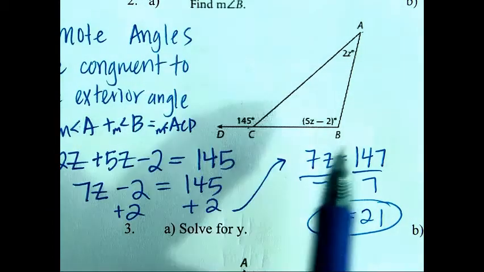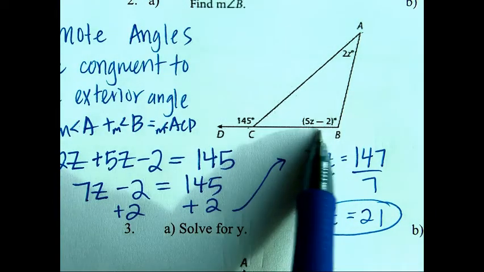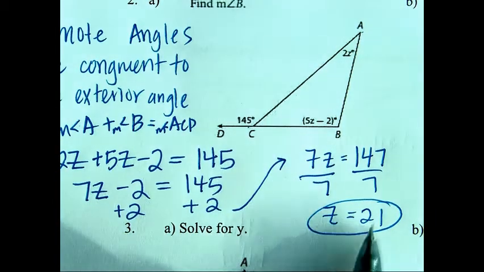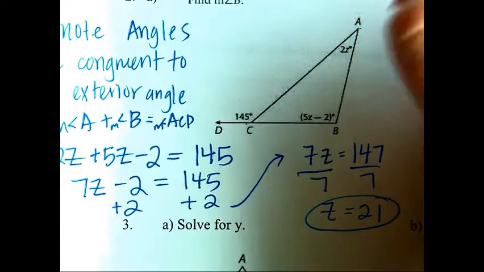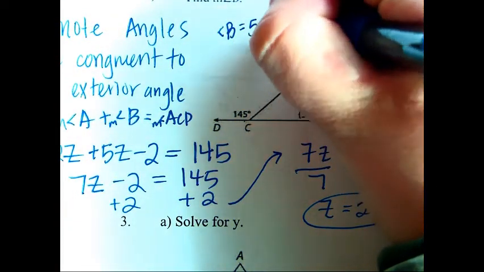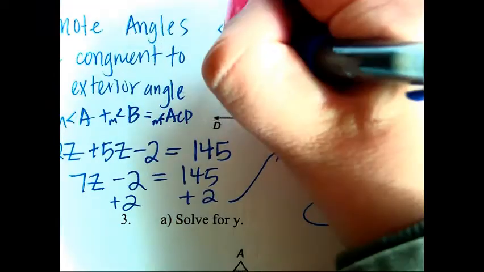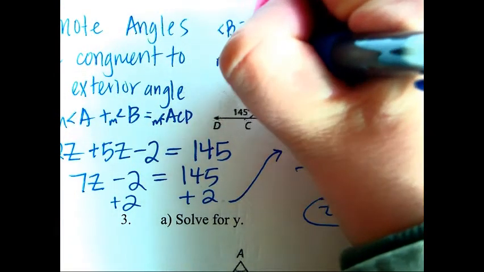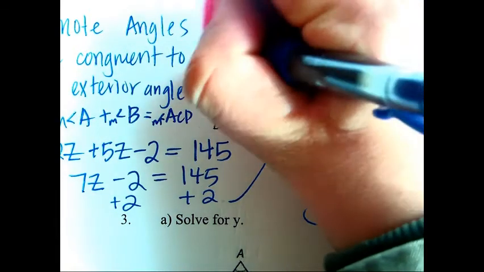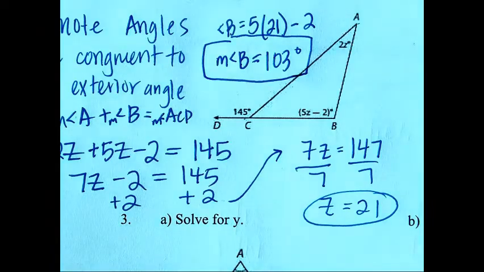What we're finding is the measure of angle B. So we know that B is 5Z minus 2. Now that we know what Z is, we're going to apply 5 times 21 minus 2 is going to give us the measure of the angle that we're looking for. So 21 times 5 minus 2. So the measure of angle B equals 103 degrees. And that's what we were looking for.